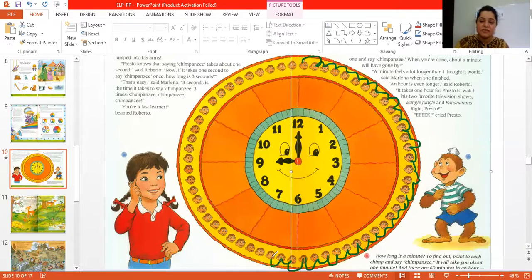Chimpanzee, chimpanzee, chimpanzee, right? So we have completed the whole circle. Till six, it was 30 seconds, and now we are going to count them again, right? We are not going to say chimpanzee now. We're going to count right now.